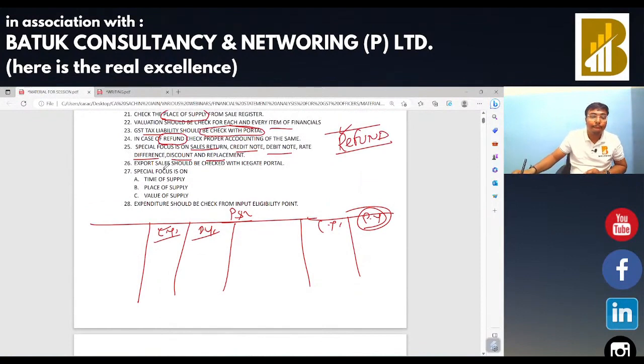Next, sir, if there is any export sales, I have already told you, you need to demand the head-wise sales from that particular entity: your inter-branch transfer, your normal sales, your export sales. And if there is export sales, in that case you need to check that the same is as per the ICEGATE portal. Also, if there is any drawback, check whether that drawback is claimed by that particular entity or not. And if a drawback is available, you need to check whether the drawback is at a higher rate, lower rate, or medium rate.